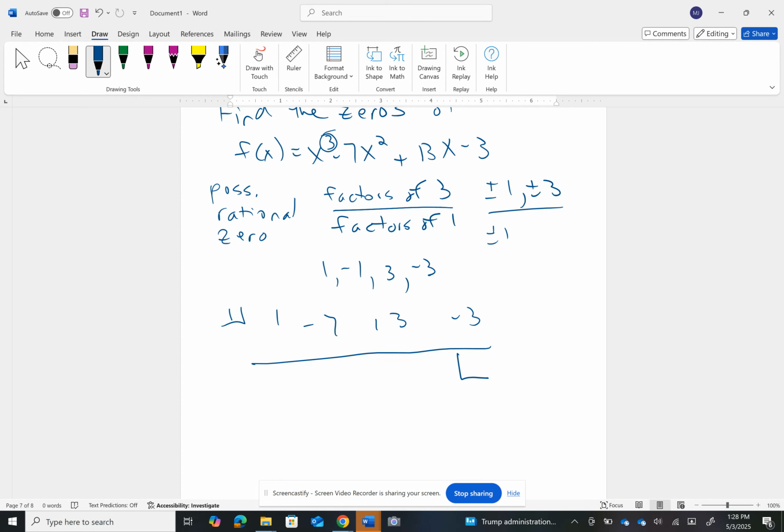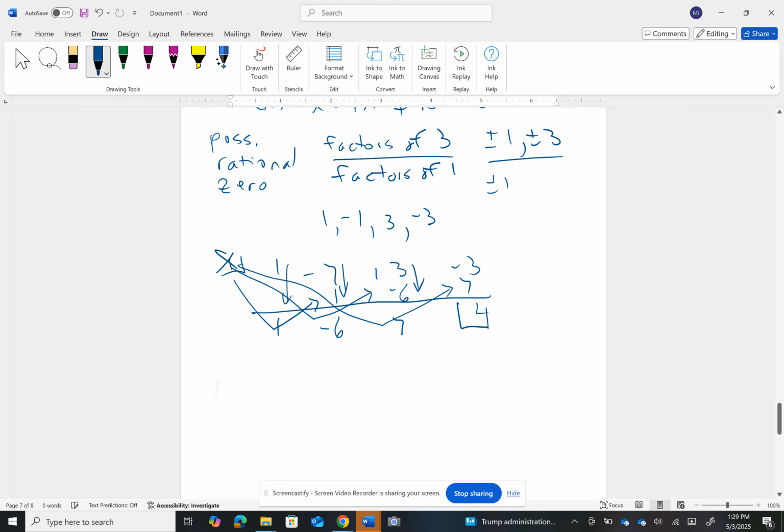So we're actually using synthetic division to determine if 1 is a 0 of the function. So you always bring down the first number, then you multiply and write it in the second column. Negative 7 plus 1 would be negative 6. 1 times negative 6 is negative 6. 13 plus a negative 6 is 7. 1 times 7, okay, nope. So 1 is not a 0.